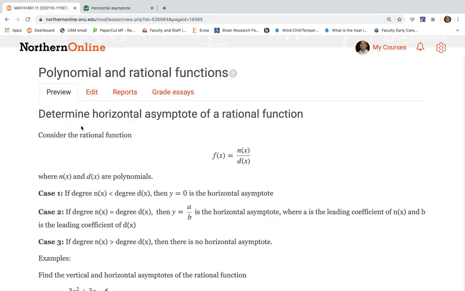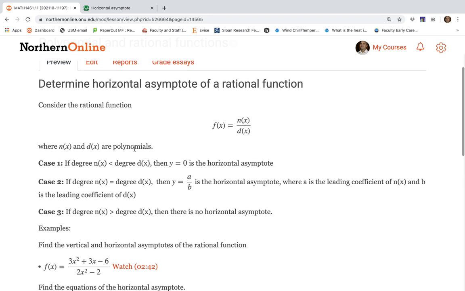Right, now we'll learn how to determine the horizontal asymptote of a rational function. So let's consider a rational function. The numerator polynomial is represented by n of x, the denominator polynomial is represented by d of x. Our goal now is to see how to determine the horizontal asymptote, and it's very easy. What you just need to know is how to find the degree of the numerator and denominator polynomial and just compare that. So if the degree of the numerator is less than the degree of the denominator, then y equal to 0 is the horizontal asymptote.